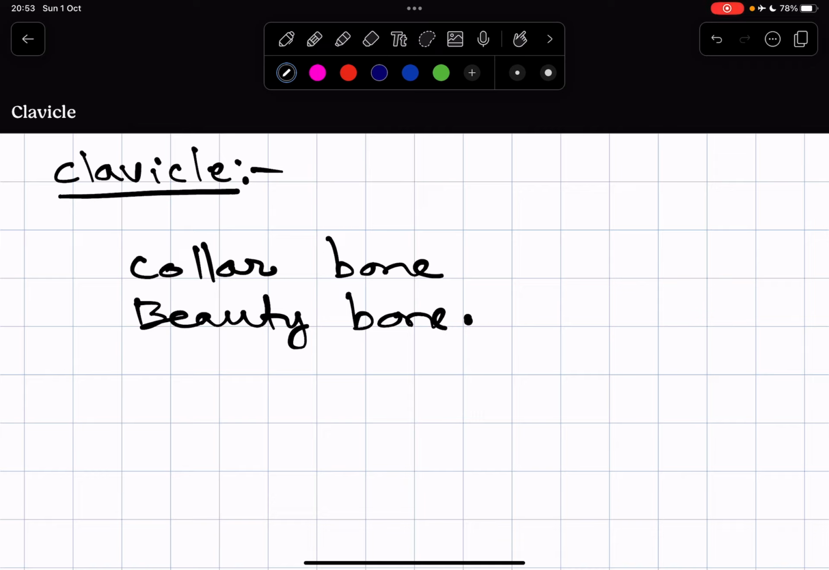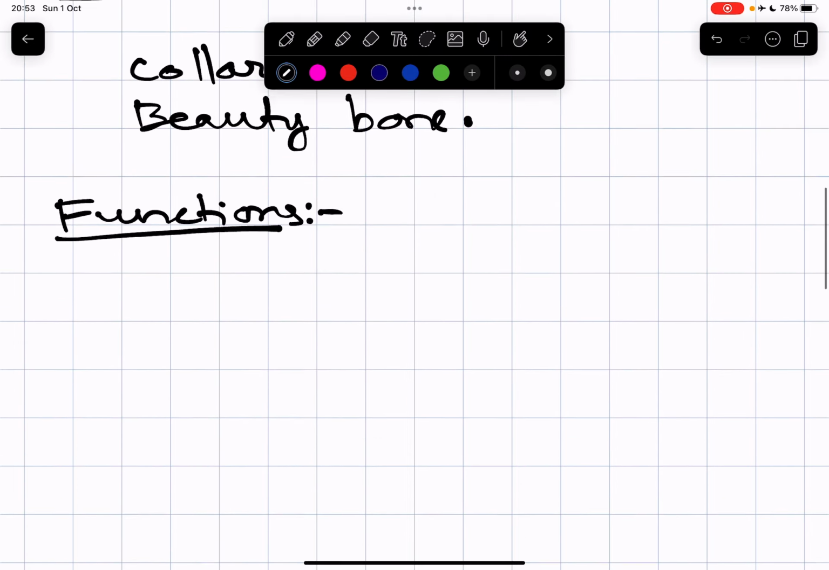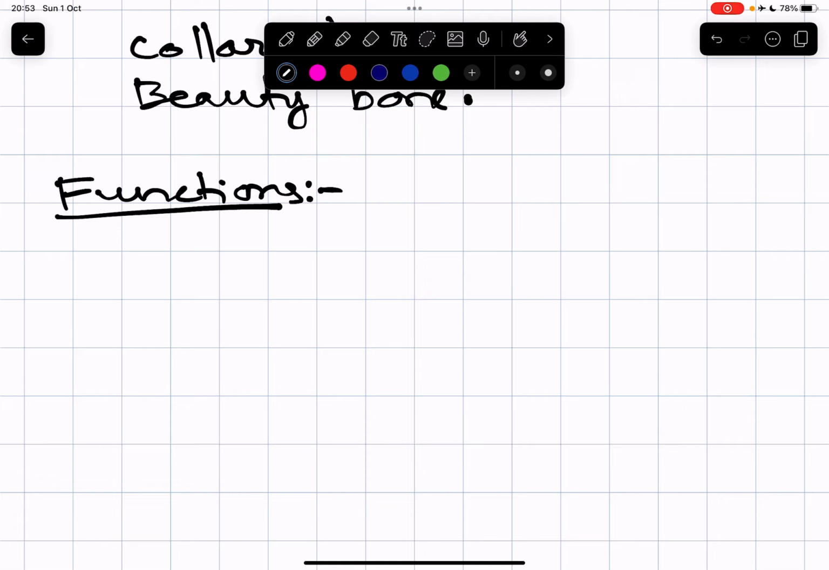Now let us start with the functions of the clavicle. The clavicle bone is a very important bone, and it performs certain important functions in our body. First of all, it acts as a strut. By its strut action, it keeps the scapula away from our body so that the upper limb can freely swing clearly away from the lateral thoracic wall.